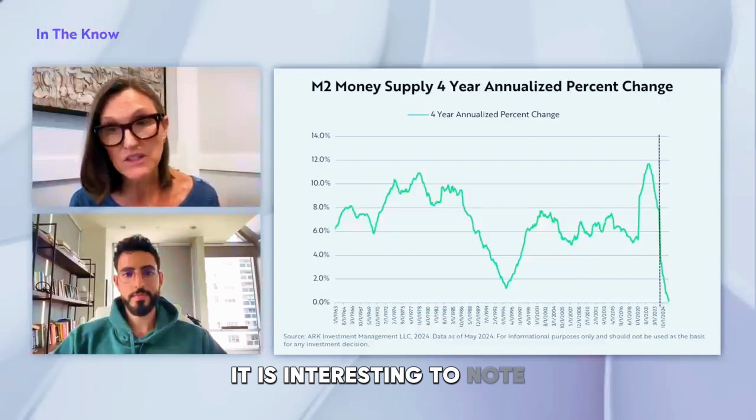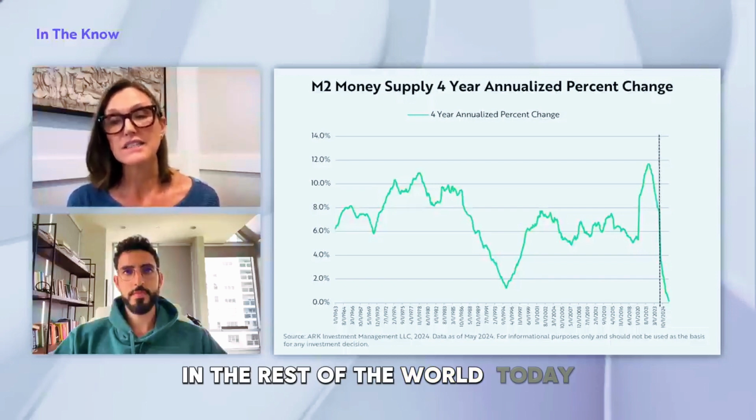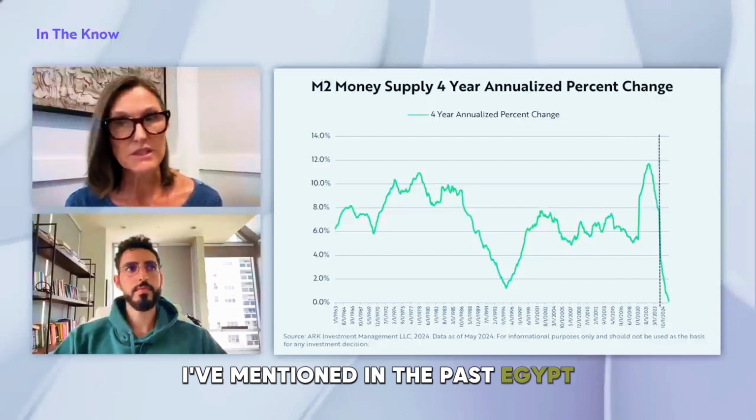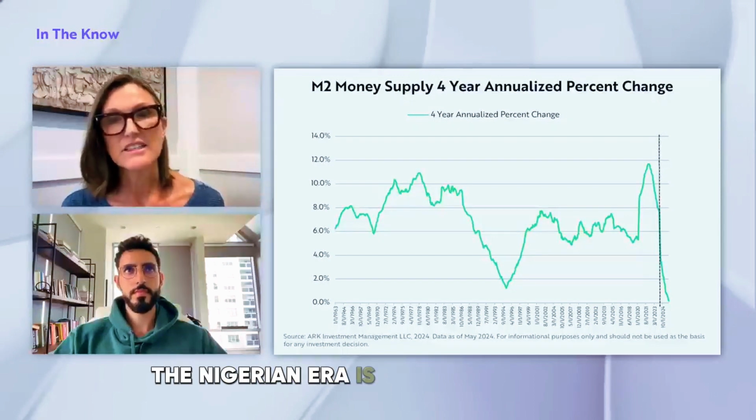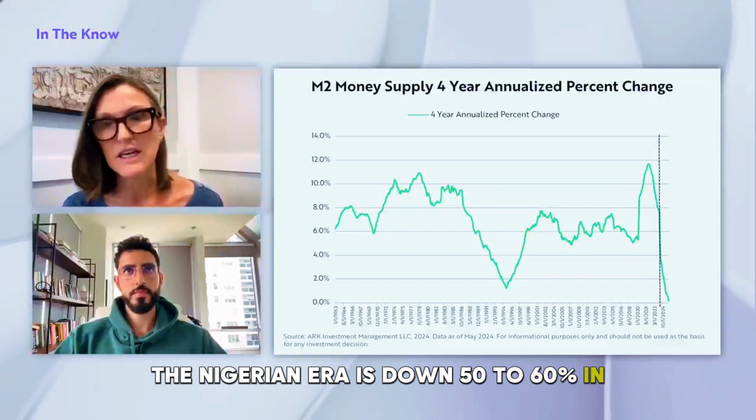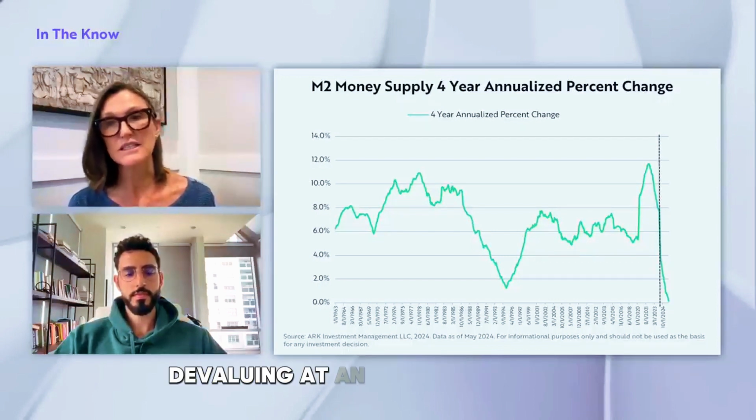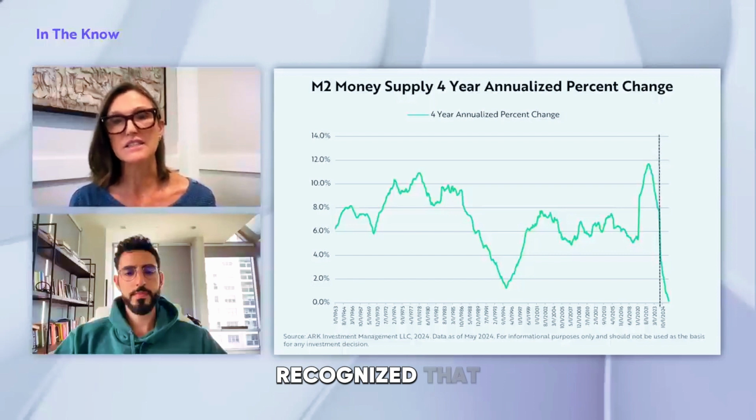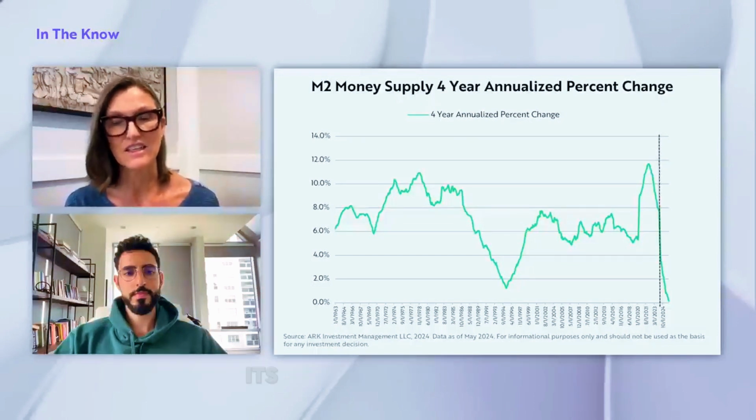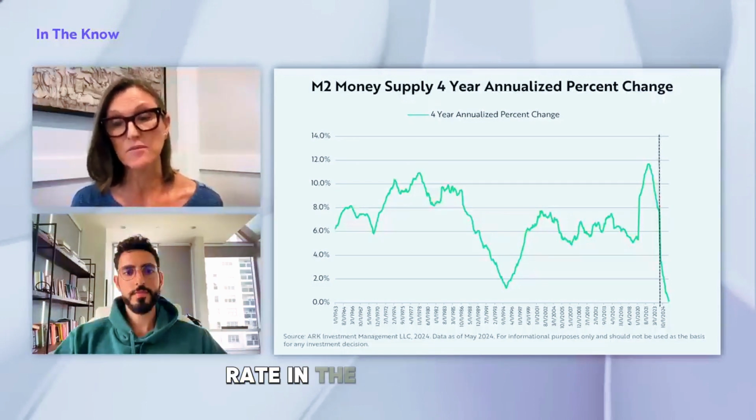It is interesting to note that there are many devaluations taking place in the rest of the world today. I've mentioned in the past Egypt, I think, devalued by 40% in February or March. The Nigerian naira is down 50 to 60% in the last 9 months. We're seeing the Indonesian rupiah devaluing at an accelerated rate. And in Latin America, of course, Argentina basically recognized that the black market had it right, that its currency, at least publicly stated, was about 50% of that rate in the black market, and that was correct.